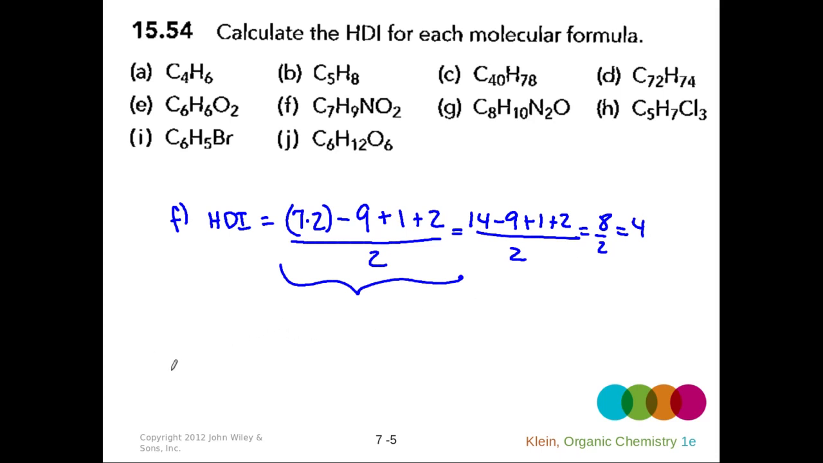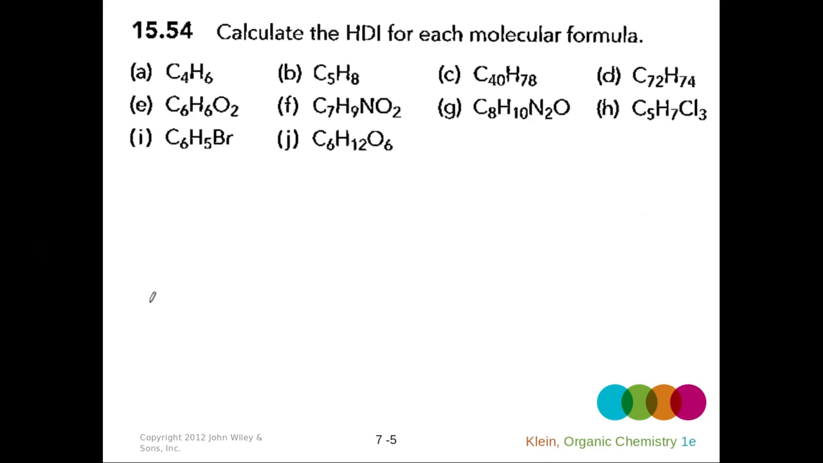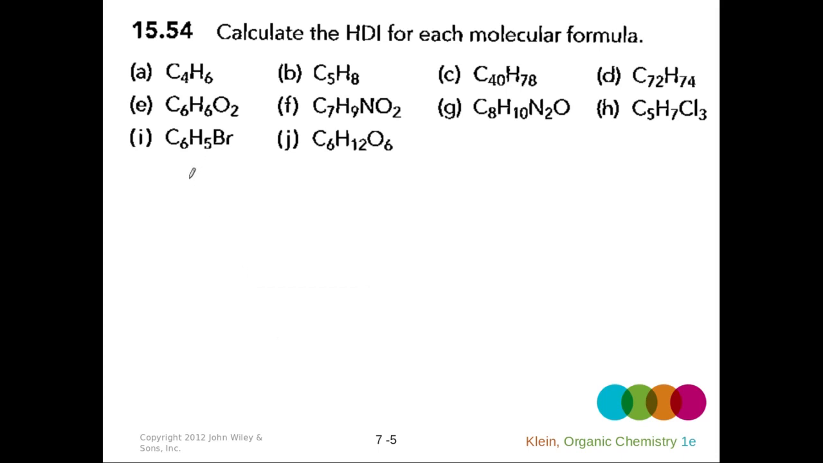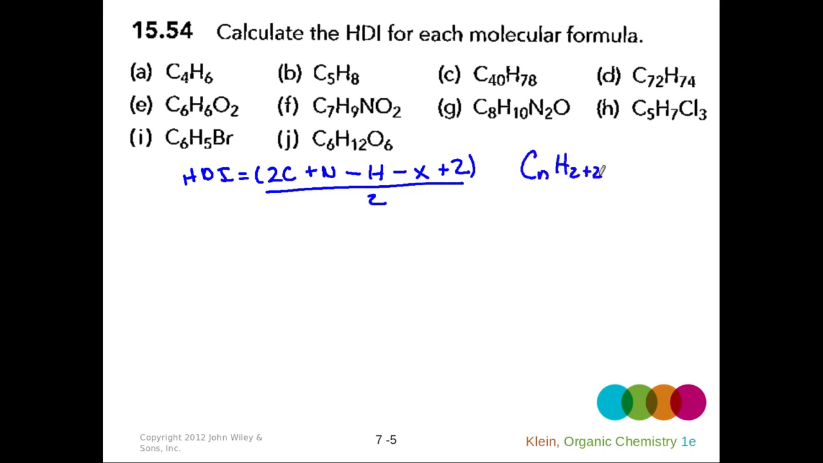So our HDI is equal to 7, which is the number of carbons, times 2, okay, minus the number of hydrogens, which is 9, okay, plus the number of nitrogens, which is 1, because we have 1 nitrogen, and then our oxygen doesn't affect the formula, and then plus 2, and all of that divided by 2, which is equal to 14 minus 9 plus 1 plus 2 over 2, which is equal to 8 over 2, which is equal to 4. So our HDI again here is 4.